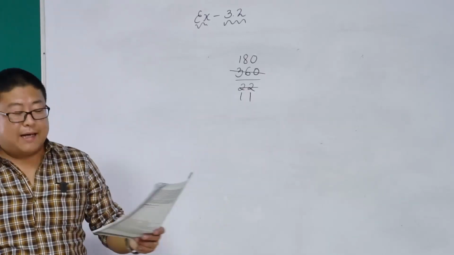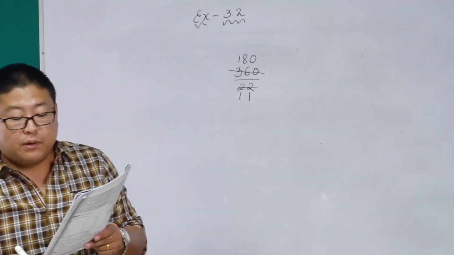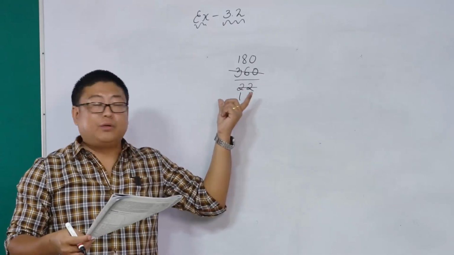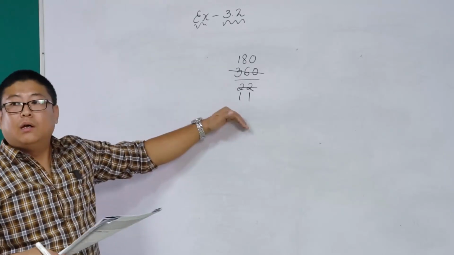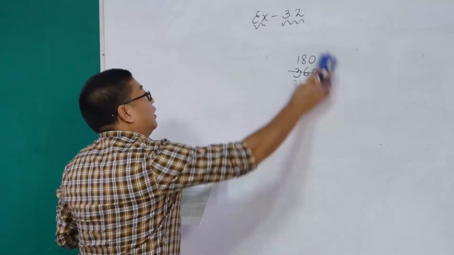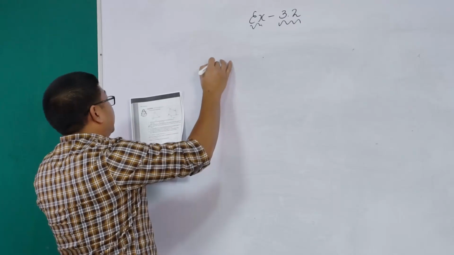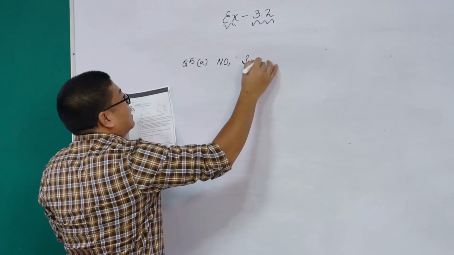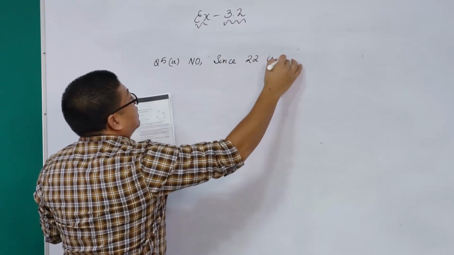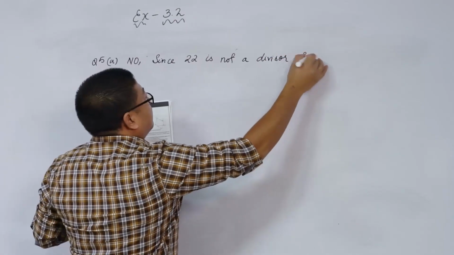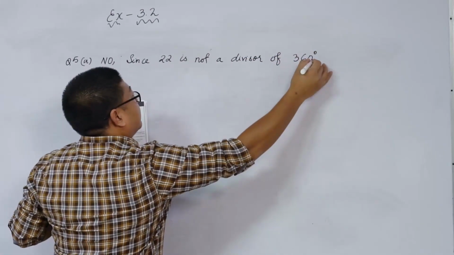So we can conclude that no, it is not possible to have a regular polygon with the measure of each exterior angle as 22 degrees, because we are not able to cancel out. We cannot divide 360 by 22. So we'll write the answer as question number 5a, no, since 22 is not a divisor of 360 degrees.